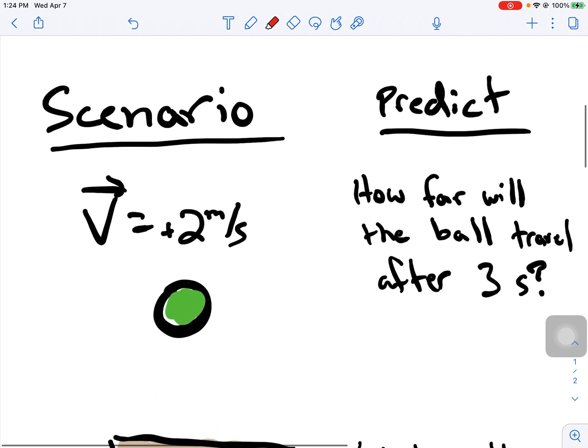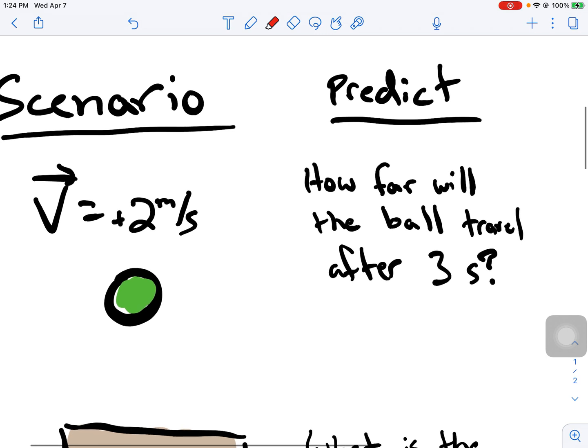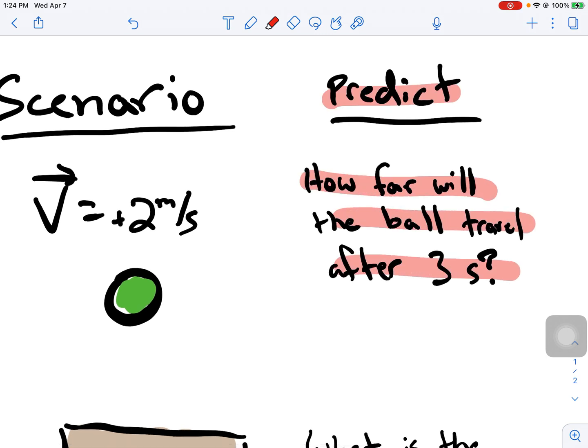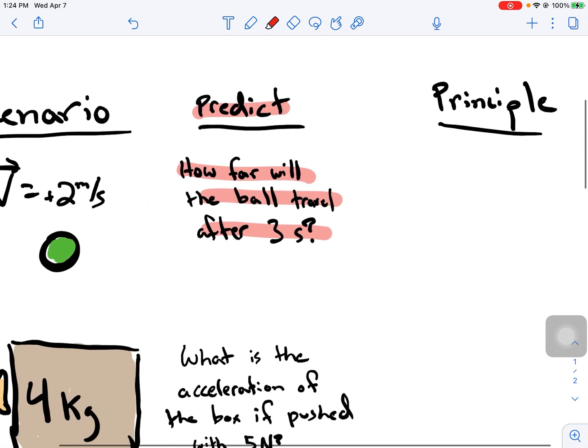So let's take this scenario. We got a green ball moving to the right, 2 meters per second, and you have to make a prediction. How far will the ball travel after 3 seconds? Well, you might know that, okay, if I'm moving at 2 meters per second, and 3 seconds later, it's going to have moved 6 meters, right? 2 times 3 is 6. Well, what scientific principle is that?